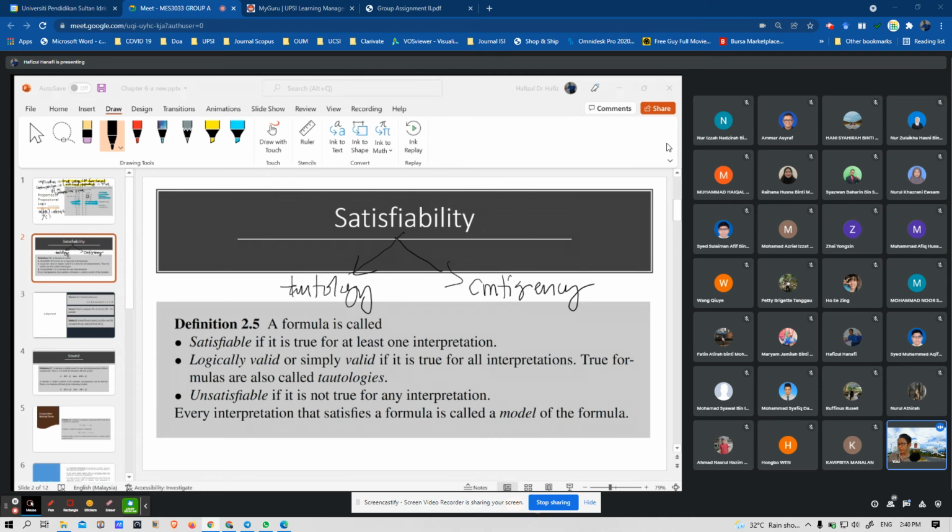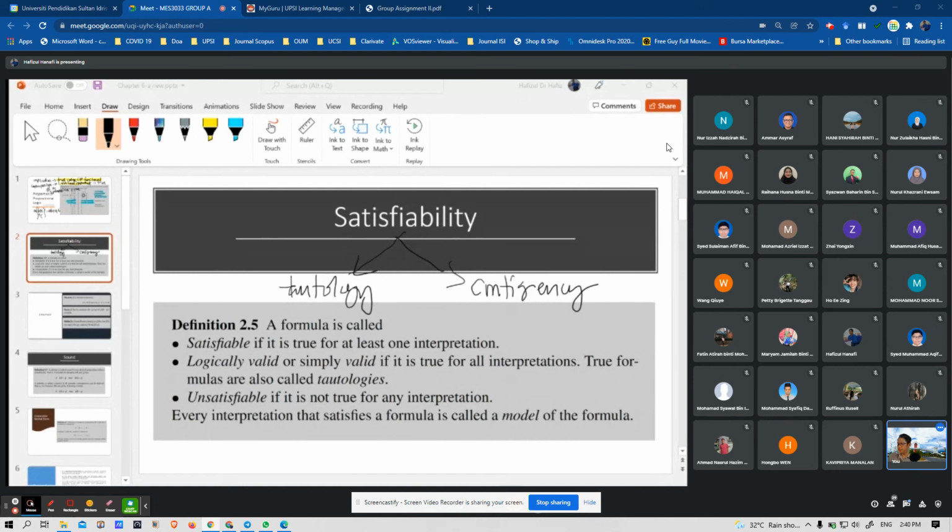Do you have any questions on satisfiability? Okay, another example for satisfiability.